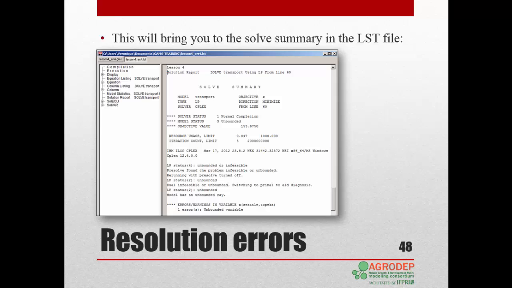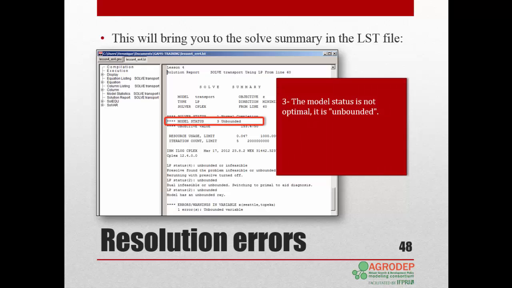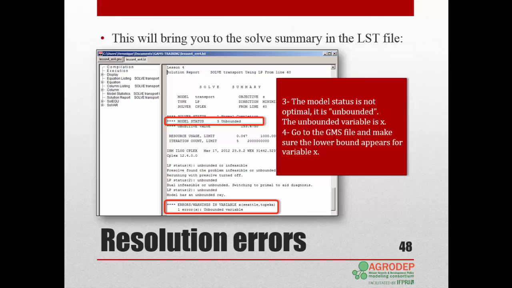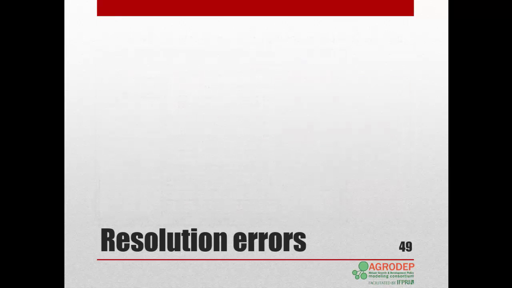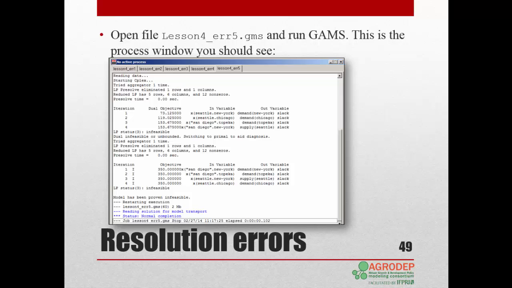This will bring you to the solve summary in the list file. The model status is not optimal. It reads unbounded. The error warnings designate X as the unbounded variable. Go to the GAMS file and check the lower bound of variable X. It is not specified. So fix a lower bound of 0 for X. Run the model again to make sure it is error-free.